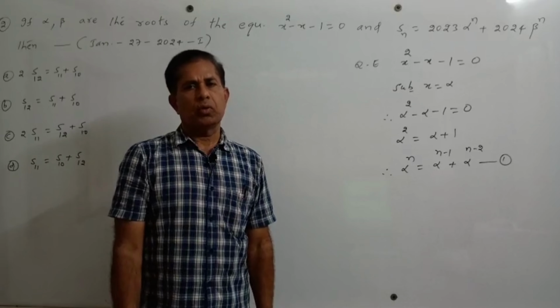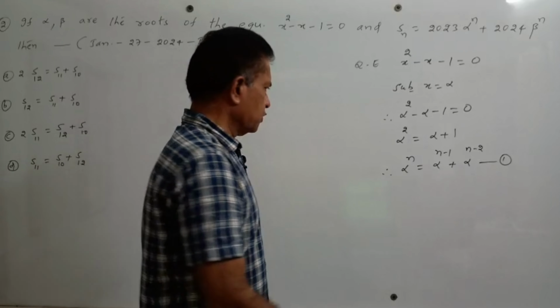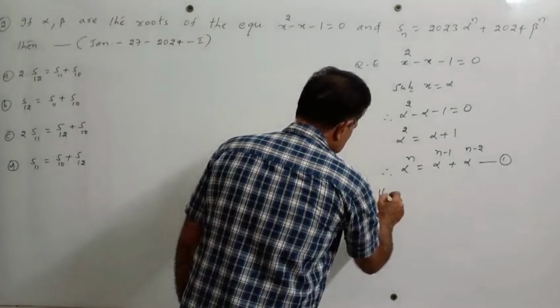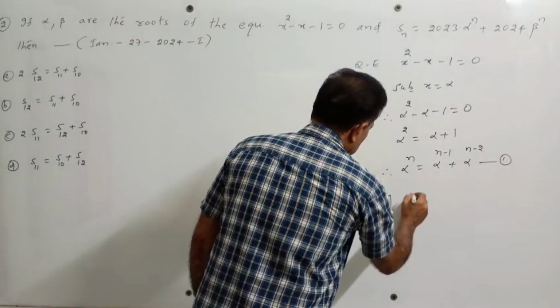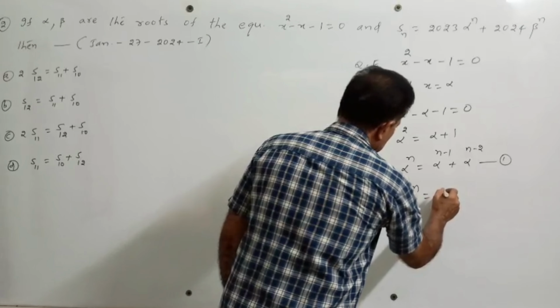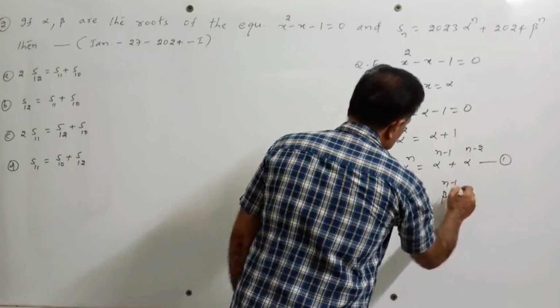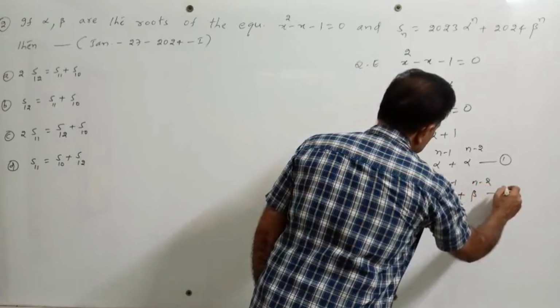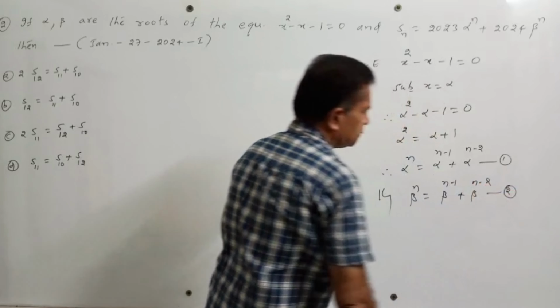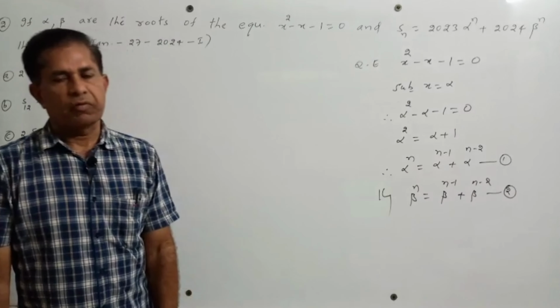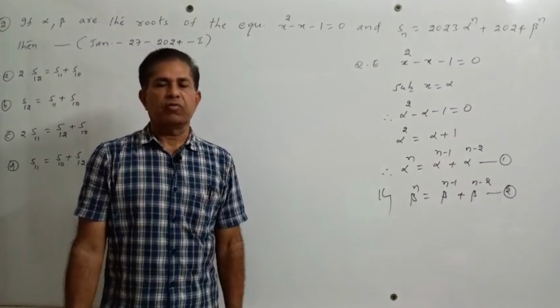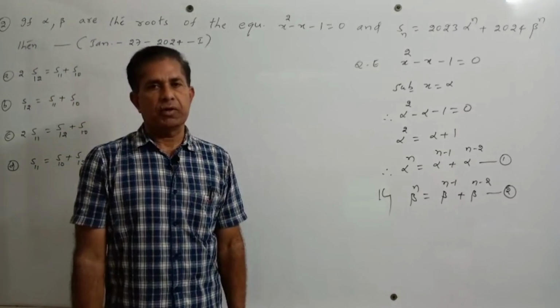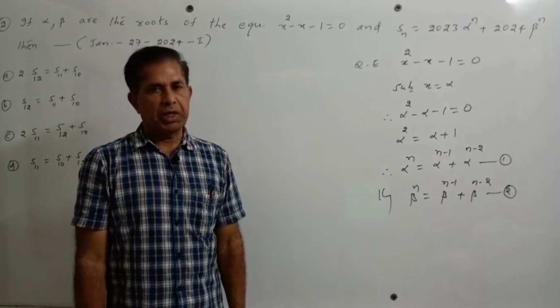So beta also is a root of the quadratic equation. Therefore, similarly I can say beta to the power of n can be written as beta to the power of n minus 1 plus beta to the power of n minus 2. So beta to the power of n is expressed in terms of beta to the power of n minus 1, beta to the power of n minus 2.